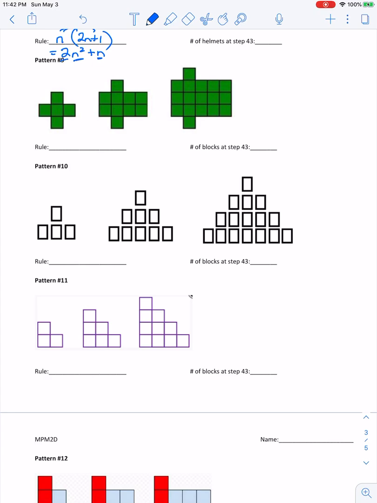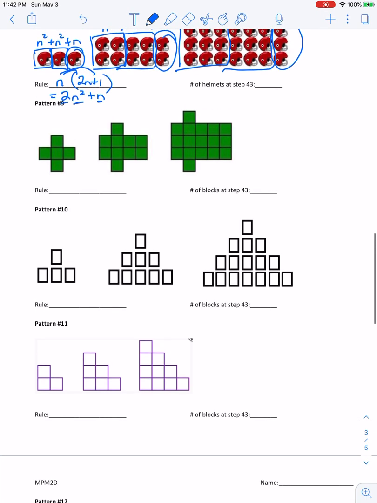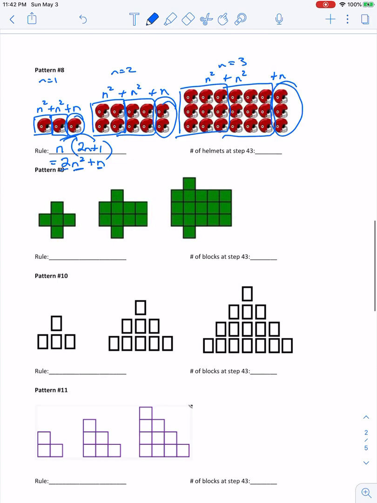Okay, pattern number 9. I think I'm going to let you do that one. You see what's going on and try and figure it out. Again, well, actually no. You know what? I'll do it with you. So I want you to try it. Stop the video. Try it. See how you do. And then come on back and see what you get.